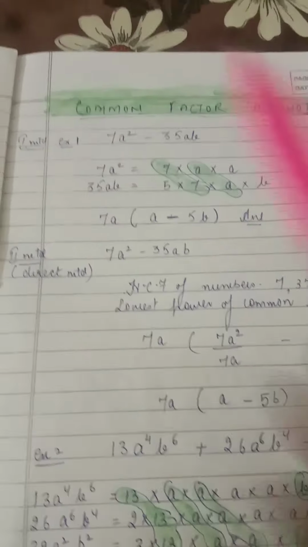Now, we'll start with the first method, which is called common factor method. What is common factor method? You'll get to know when we do the examples. I'm going to do one example with two different methods. So, say the question is 7a square minus 35ab.